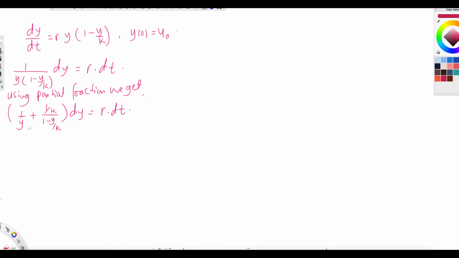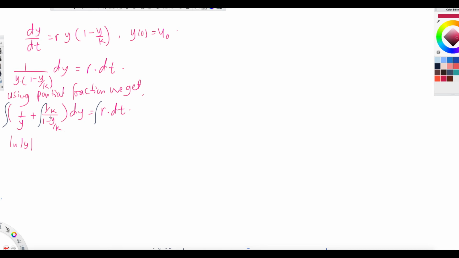Now what I want to do is integrate on both sides. If you integrate, you get the natural log of the absolute value of y, because this is natural log. But since y is positive, you don't have to take the absolute value, because we are talking about the population. Y is the population here, so we are assuming y is always positive, and y is not equal to 0 also, because if y is 0, then this will not be defined.